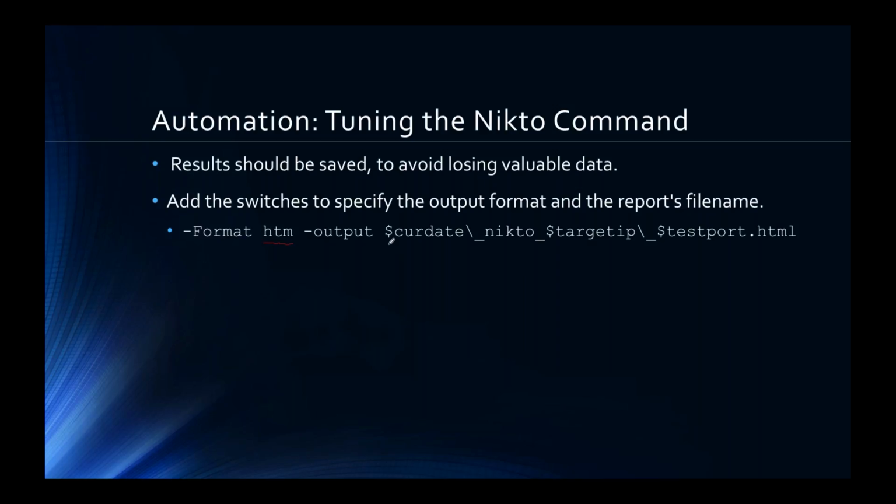Instead of letting Nikto specify the file name, we're going to give it a file name. We're going to leverage our curDate variable to specify that we want the current date in the file name, and specify that we ran the tool Nikto. We're going to use our $target IP variable that was part of our for loop, and also our test port variable that was part of our for loop, so that we get the IP address of the target and the port that we scanned in the file name. It will make it very easy to look through a list of files and identify what date we ran, the tool that we used, the target that we scanned, and the port that we scanned based on those results.